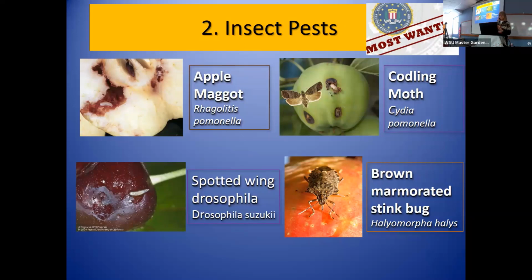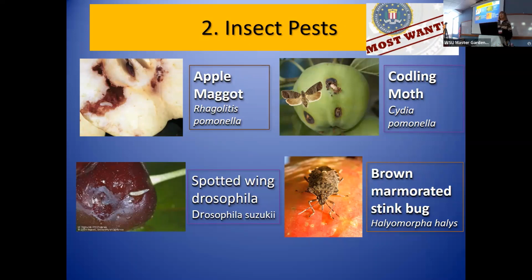Now, out of all of these insects that you're seeing here, these pests, none of them are native to the Pacific Northwest or to Washington State. But one of them is native to North America. Does anybody know which one that is? Stink bug? Not stink bug, they're from Asia. Well, I guess I should go on here. It is the apple maggot.